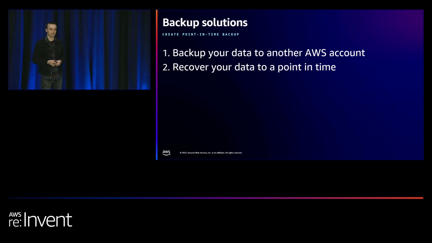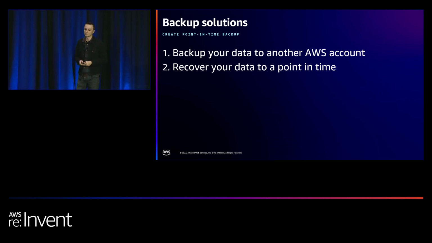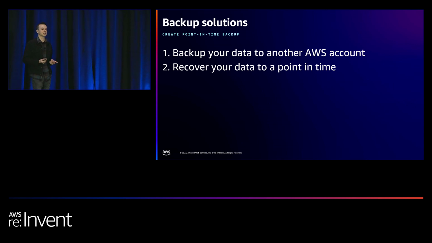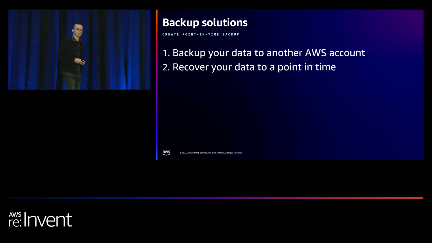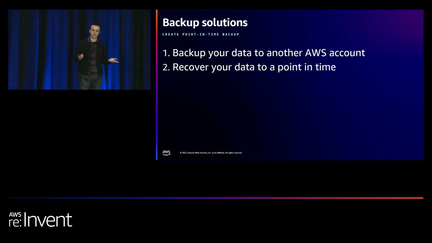Now let's talk about backup. Aside from versioning, sometimes you need something a bit more robust, and you do have the option to use a backup solution. These solutions will back up your data into a separate AWS account, and you can recover your data to a point in time. There's a few reasons why you may need to do this. Compliance is a pretty big one. If you're required to maintain a standalone copy of your data in a different account, then this is an option that you'll definitely want to explore.